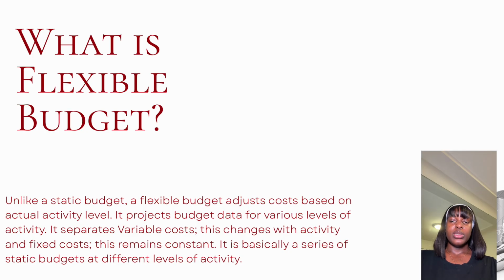Now to flexible budgets. A flexible budget, unlike static budget, adjusts cost based on actual activity level. It projects budget data for various levels of activity. It separates variable costs, which change with activity, and fixed costs that remain constant. It is basically a series of static budgets at different levels of activity.